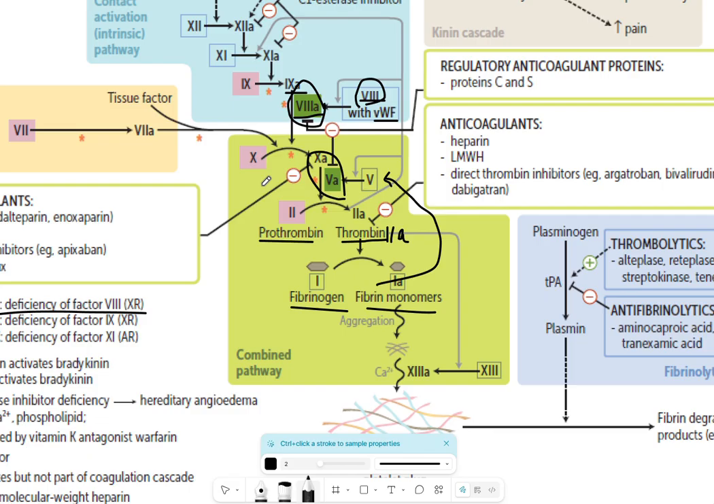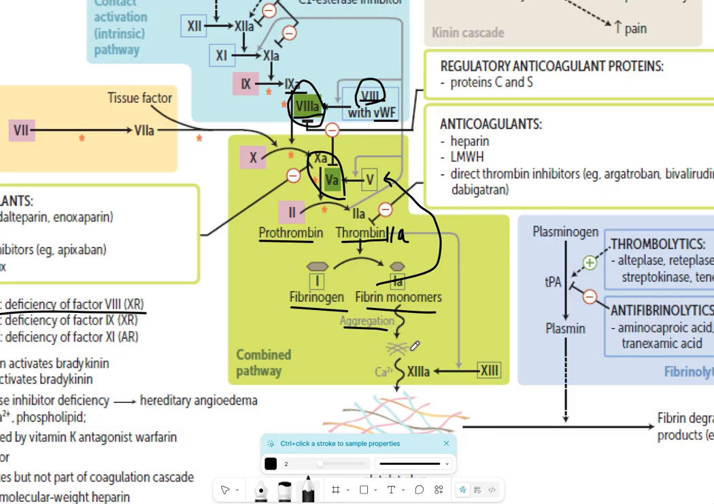So the fibrinogen is converted into fibrin monomers, right? So thrombin converts the fibrinogen into fibrin monomers. Now, but these monomers are weak. They are weak at this point. These monomers are weak. So we need to aggregate them and make them strong. Like we need a stable clot, right?